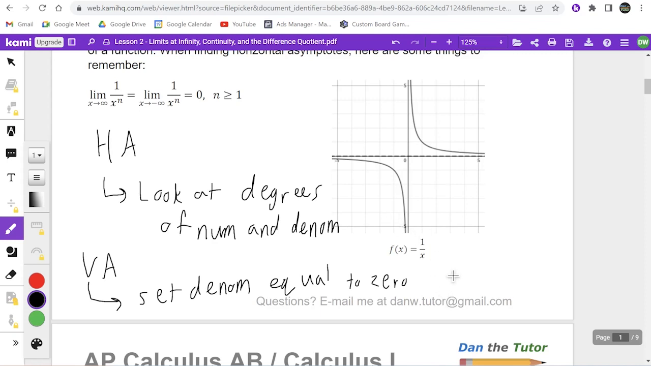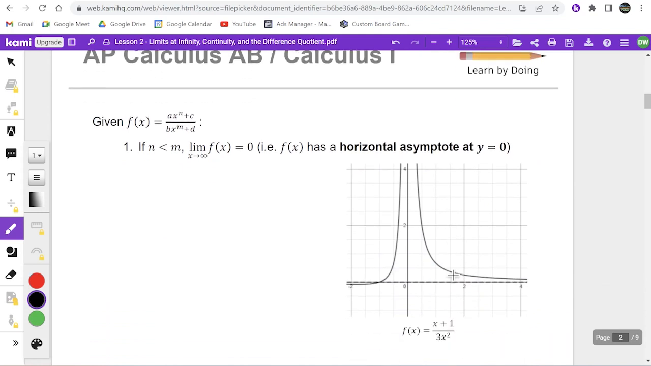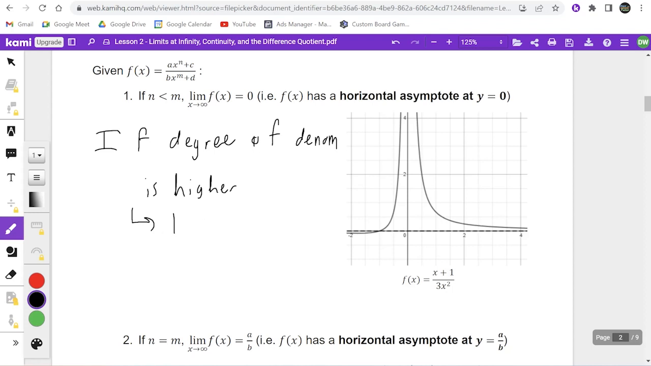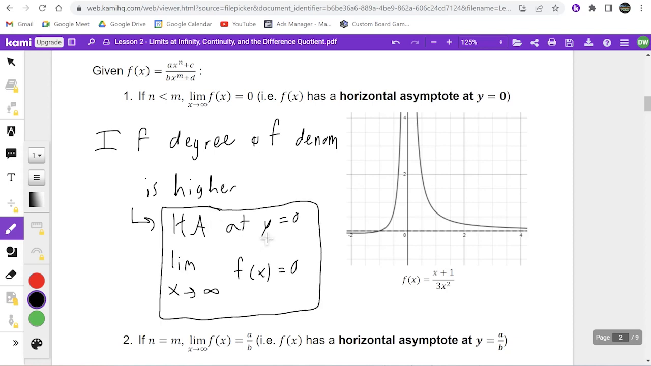Basically, there's 3 rules you need to know, and let's talk about them right now. So ignore all the words I have right here because the words are just confusing. Let's write this instead. This is basically saying scenario 1, if the degree of the denominator is higher, if that happens, horizontal asymptote at y equals 0, you would also say the limit as x approaches infinity of the function equals 0. So these 2 things are true whenever the degree of the denominator is higher.